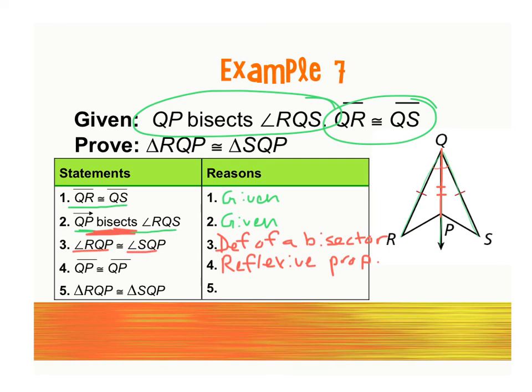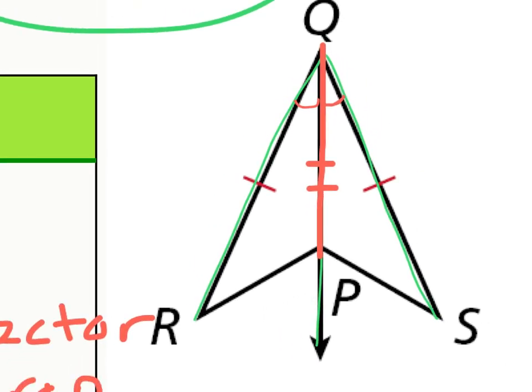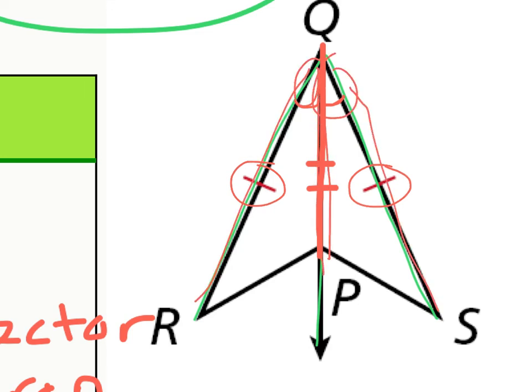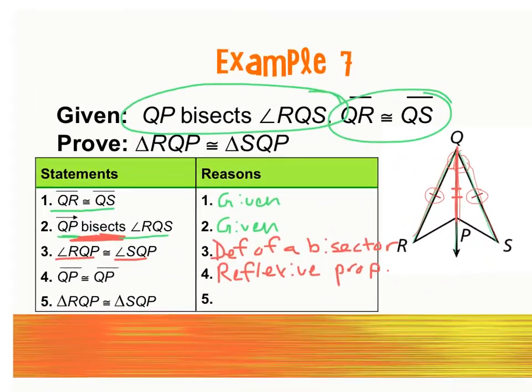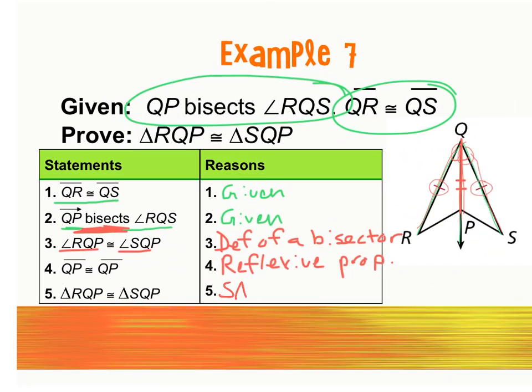And lastly, we come to what we're trying to prove, that triangle RQP is congruent to triangle SQP. Well, if we look at this triangle, we have a pair of congruent sides, another pair of congruent sides, and in between those two pairs of congruent sides, we have two congruent angles. So we have a side, an angle, and a side. So we know that these two triangles are congruent because of the side, angle, side postulate.